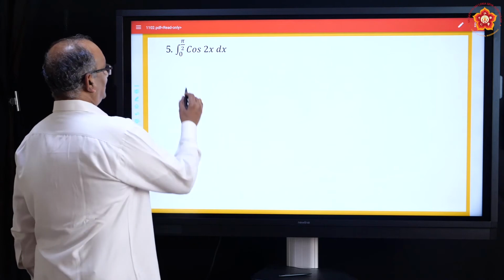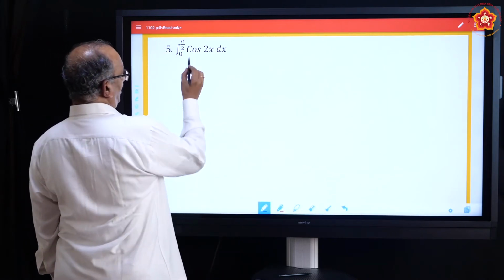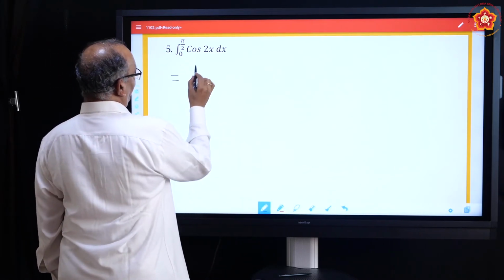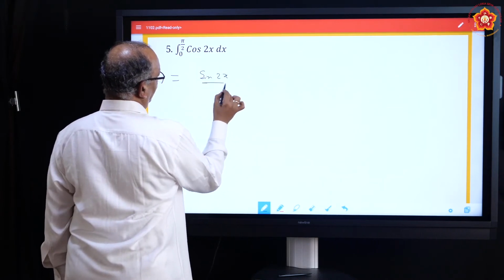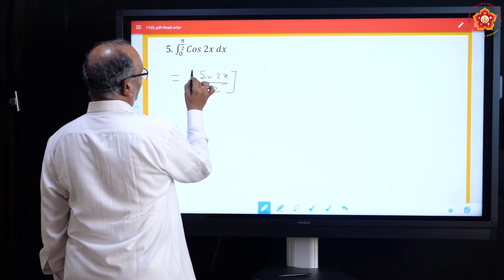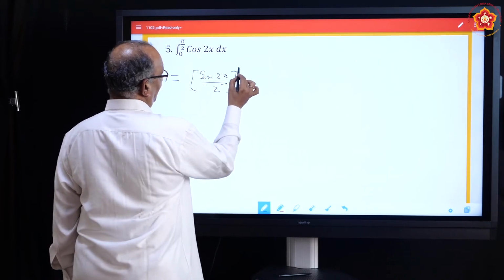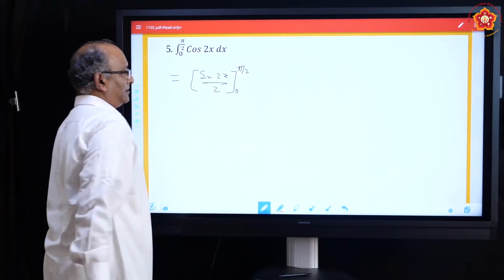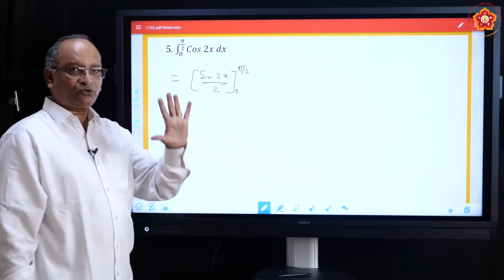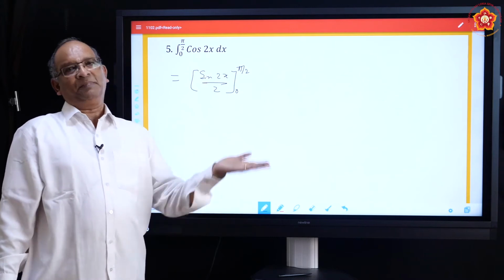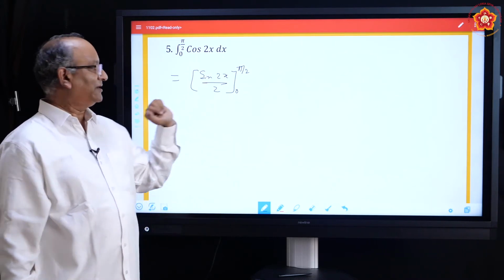Okay. So, what is the integral of cos 2x? It is sin 2x by 2. And what are the limits here? 0 to pi by 2. What is the sin 2x by 2? It is integral of cos 2x. If it is only cos x, it is sin x. But since it is 2x, 2 will come into denominator.